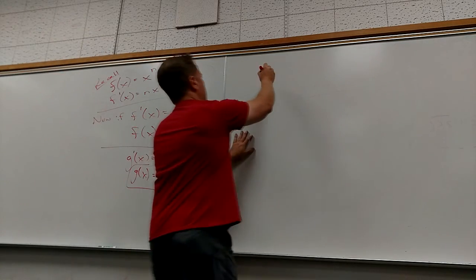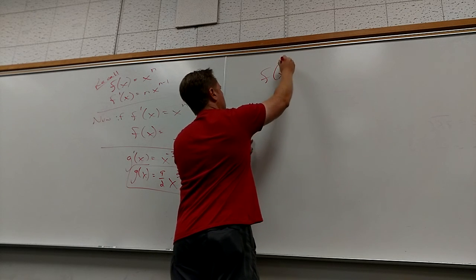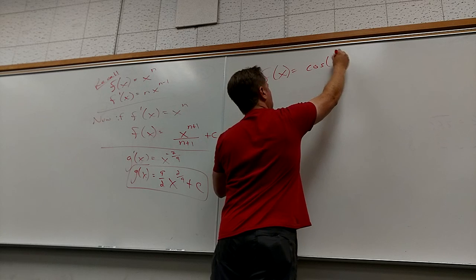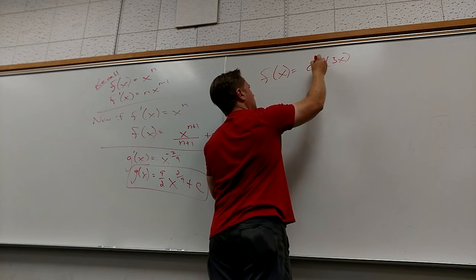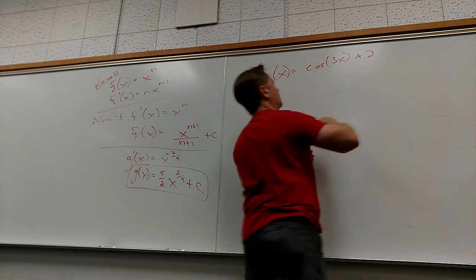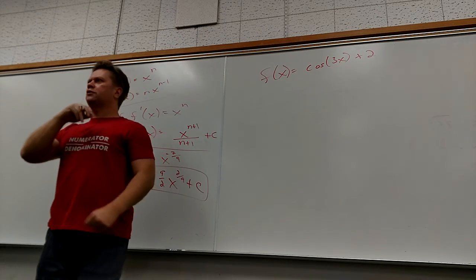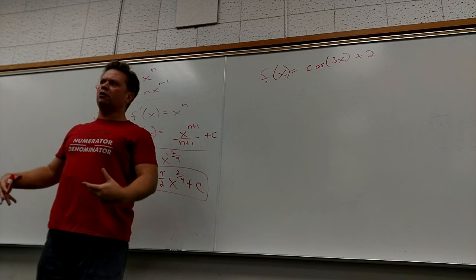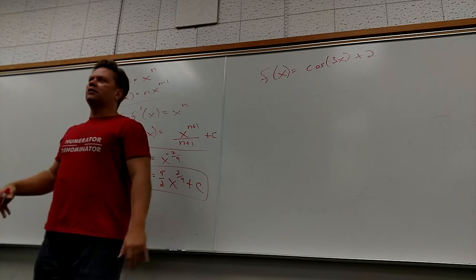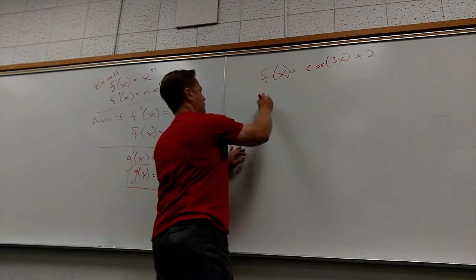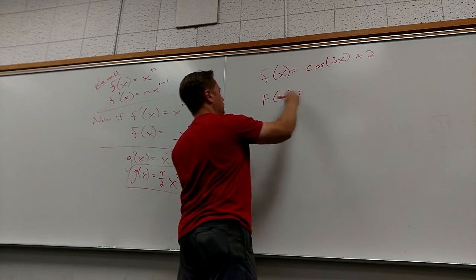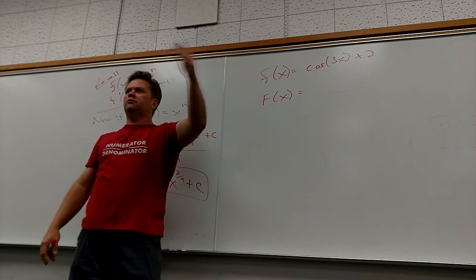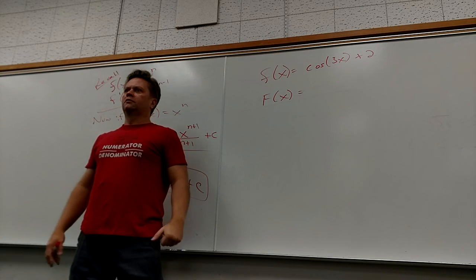So the notation normally is, let's say I give you a function f, its antiderivative we call big F. So this is the antiderivative of f. If I had g, the antiderivative would be big G. Right? Sounds safe.